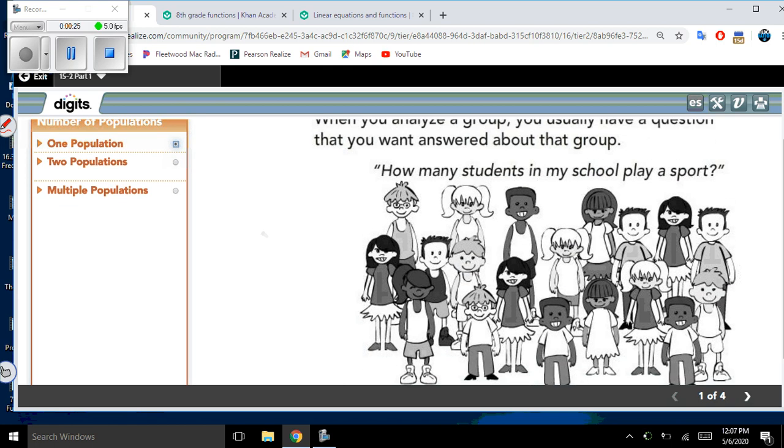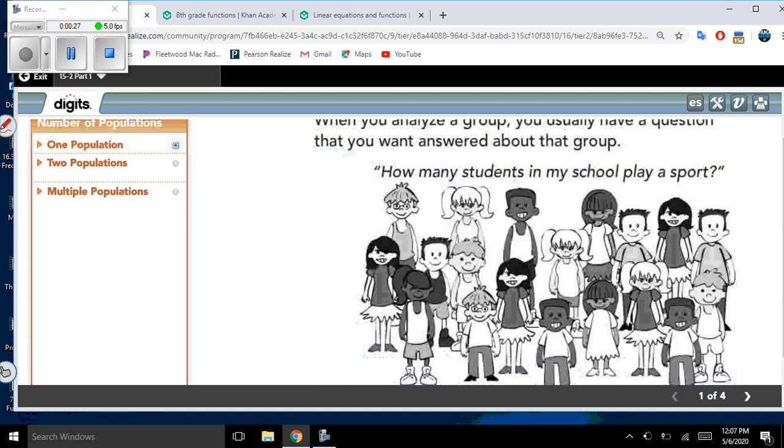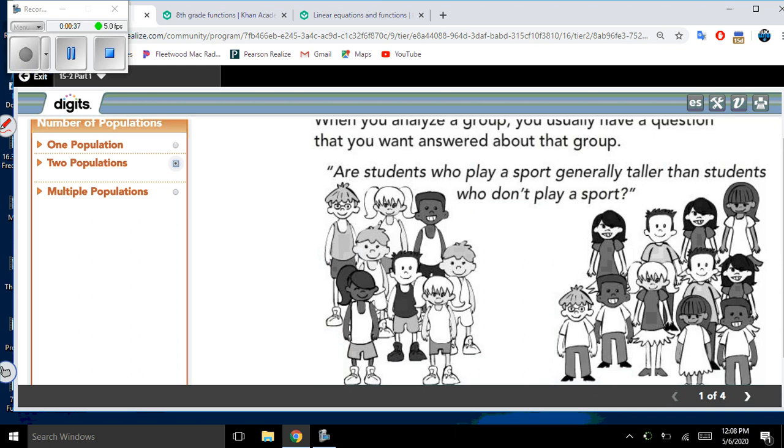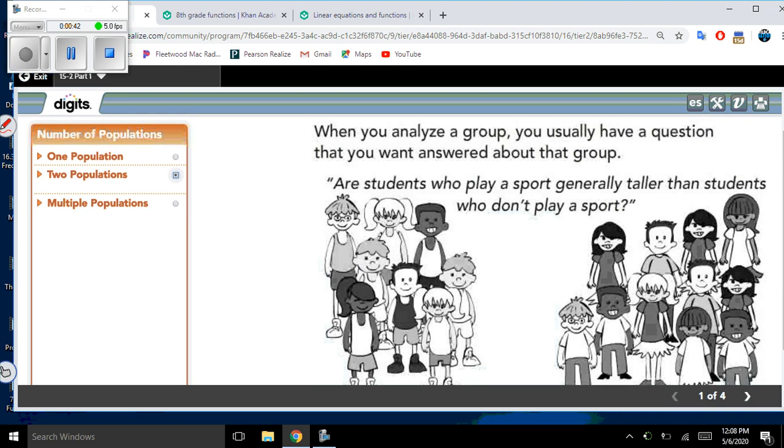So if I analyze a group of people, and in this case, how many students in the school play a sport, you're looking at the whole school as one population. And if you're looking at the whole school as one population, then that's where your count's going to come from. Two populations, okay? In this particular situation, who are the kids who play sports? Are they generally taller than kids who don't play sports or not? So in essence, you're breaking up the whole group now into two populations, and those two populations are kids who play sports and kids who don't play sports. And therefore, then you're going to compare who's taller, one group or the other.